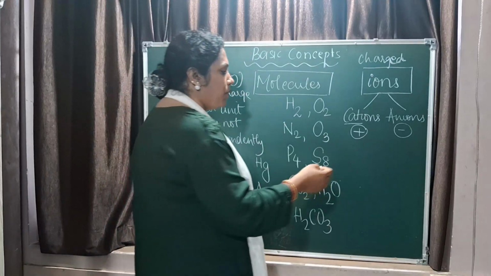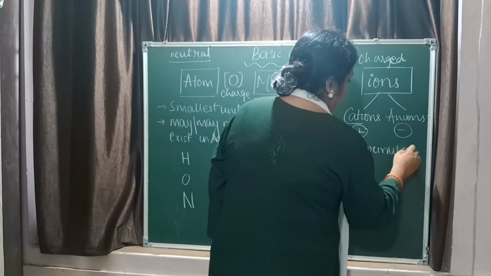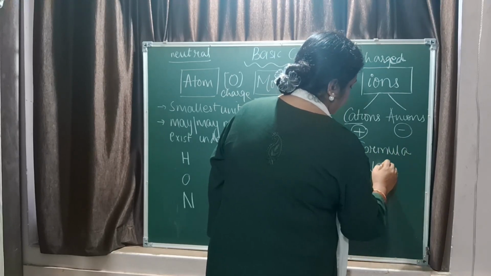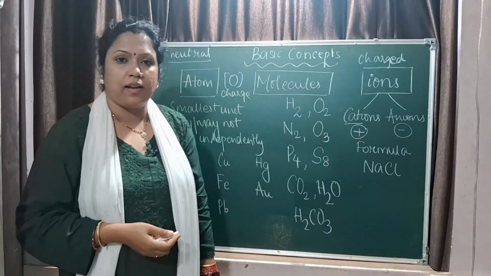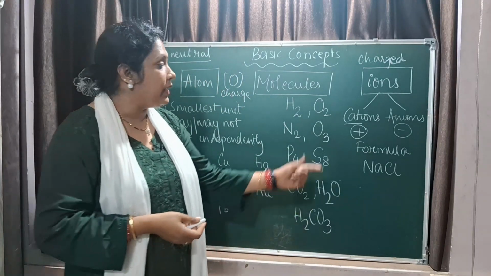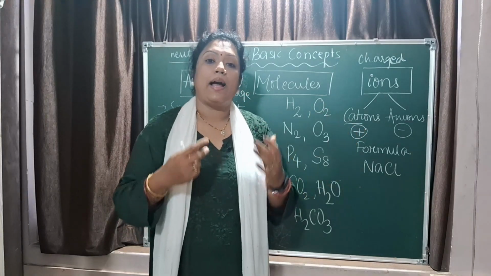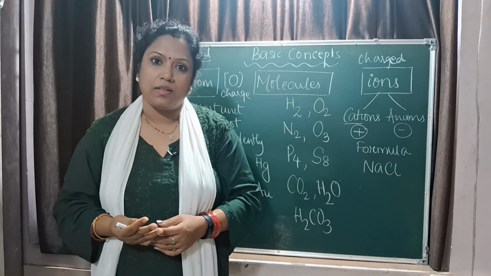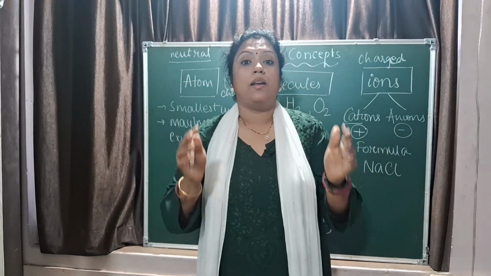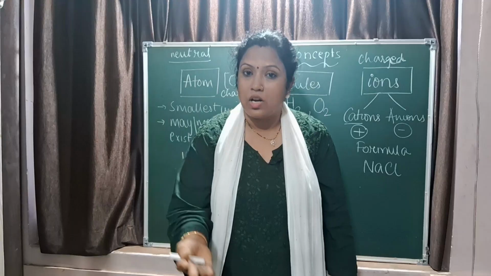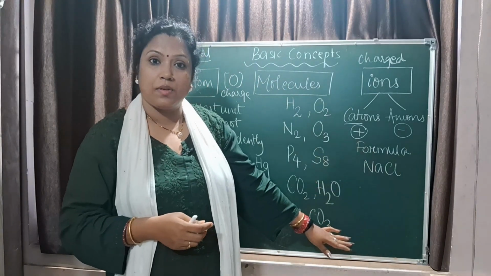Now when you talk about a formula, for example NaCl, now you tell me which one is a cation and which one is an anion, and how will you identify that? Cations means positively charged particles. How can an atom be a positively charged particle? How can an atom be a negatively charged particle? How can a group of atoms acquire a charge? Is that clear? So, we need to know all this to understand this concept.